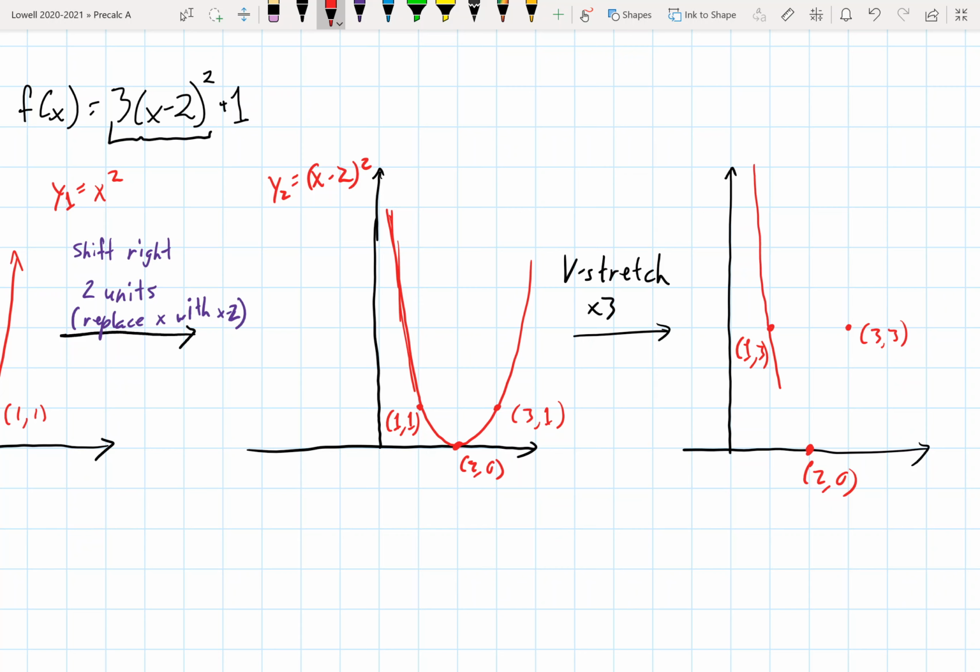So notice here, because the shift and the stretch happen in different directions, a horizontal shift and a vertical stretch, it actually wouldn't have mattered if I had done the vertical stretch first and then the shift. You would end up with the exact same thing. So for this one, the equation is, we'll just take the previous equation, which is y2, and multiply it by 3. In this case, that's just going to be 3 times x minus 2 squared.